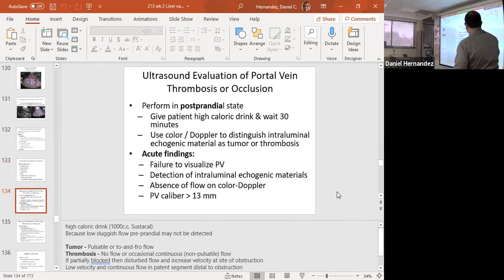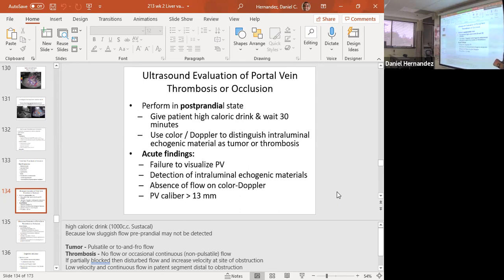When we're doing our ultrasound evaluation, we perform it in a postprandial state. After the patients have eaten, we give them a high caloric drink and wait 30 minutes. We use color Doppler to distinguish intramural echogenic material, such as tumor versus thrombus. If it's tumor that's invading the portal vein, that tumor will have vascular flow to it, whereas thrombus itself will not have internal vascularity. So we can differentiate between mass versus thrombus.